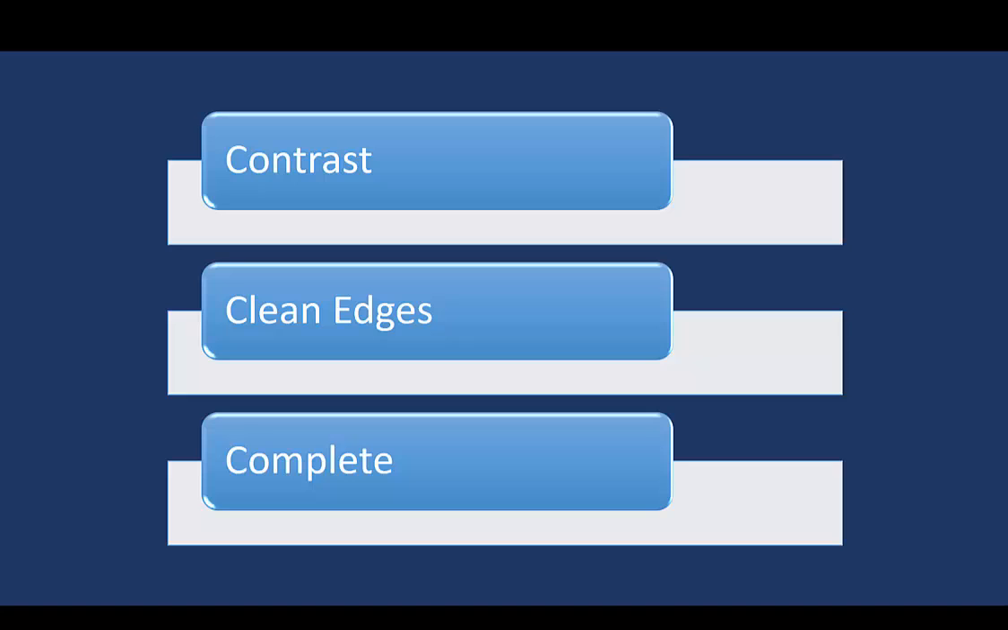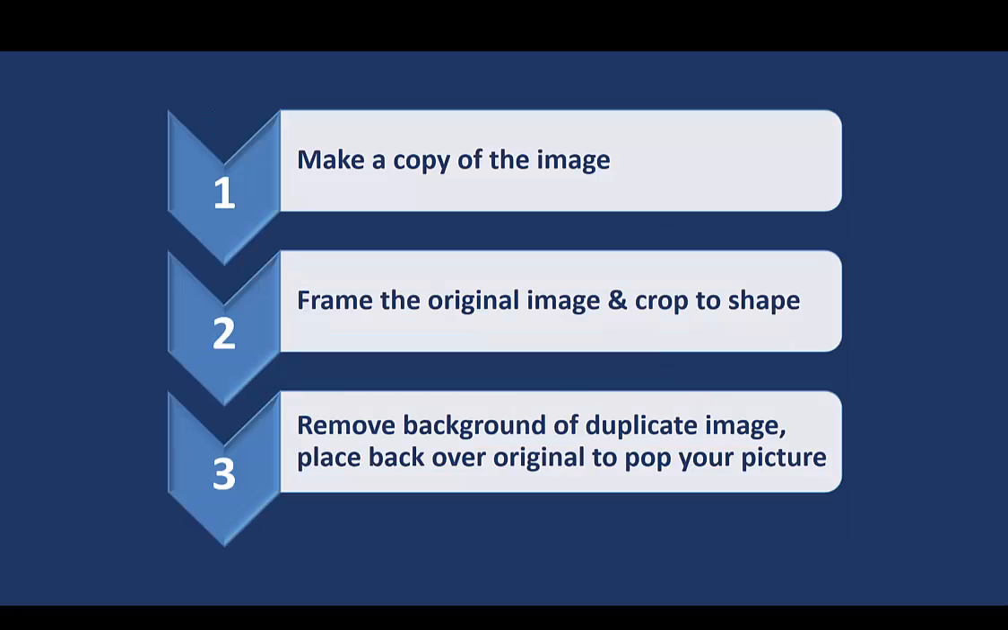So once you've selected a good image, the rest is as easy as 1, 2, 3. 1. Make a copy of the image. 2. Frame that photograph or image and crop it to a shape. And 3. Remove the background from the duplicate image, then drag that duplicate back over the image to pop your picture. Now let's just do it.